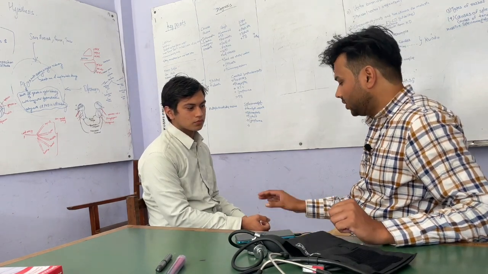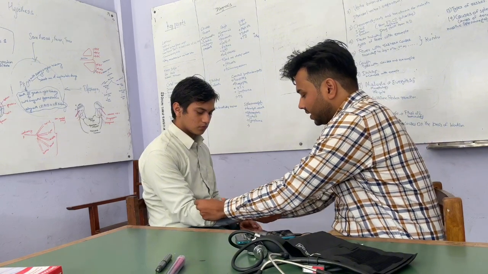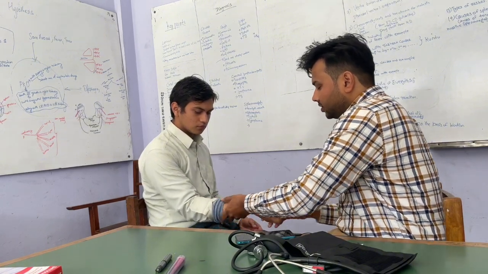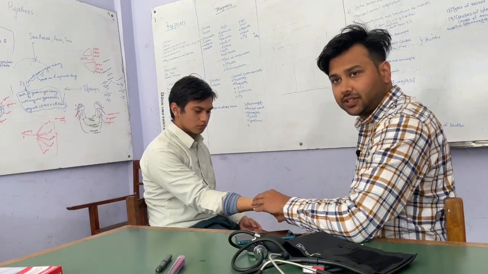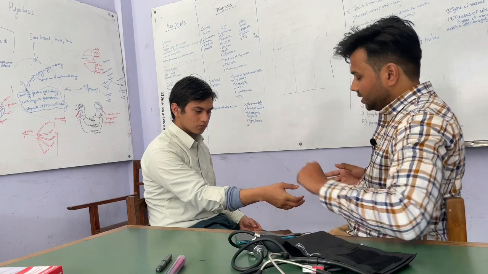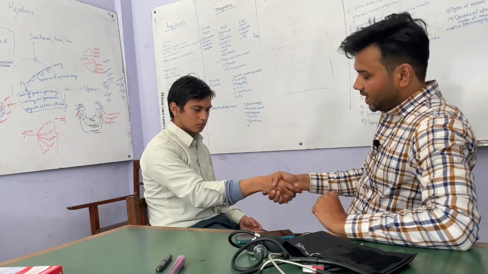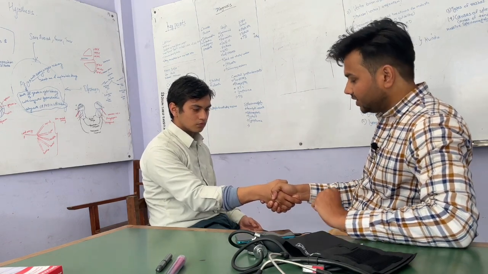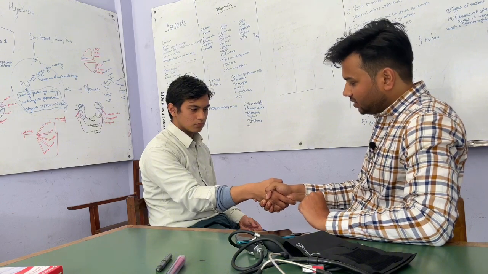Okay, so I would like to examine his pulse. For examination of pulse, you would like to find the radial artery. For finding the radial artery, take a handshake. Do a handshake with the patient, and while you do the handshake, you need to do a slight ulnar flexion.